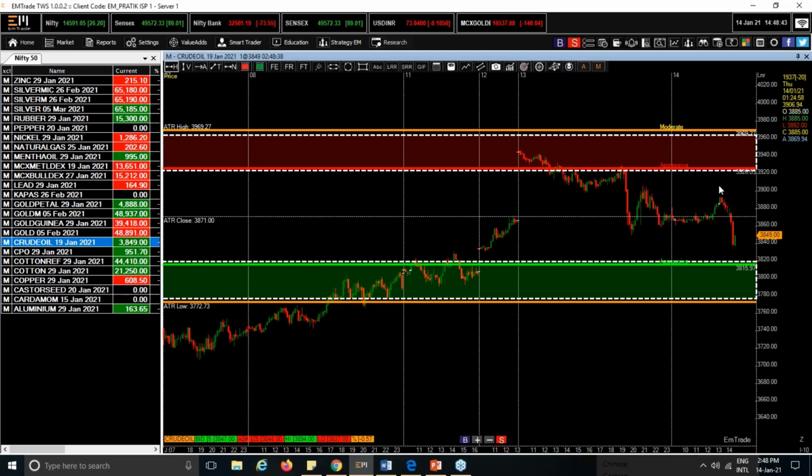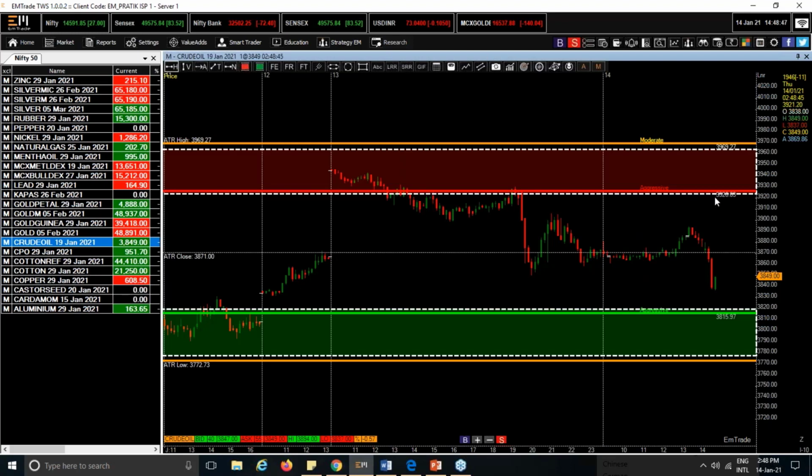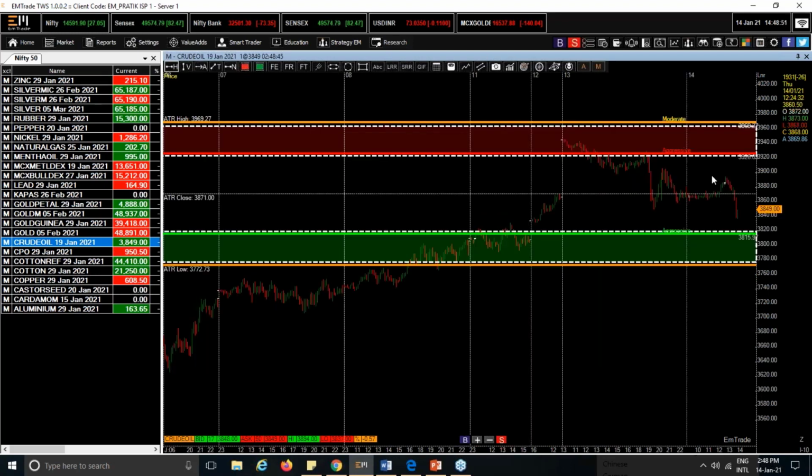For crude oil now, 3,920 is a very crucial level to sustain. Now it takes support around 3,815. The next support is around 3,772.